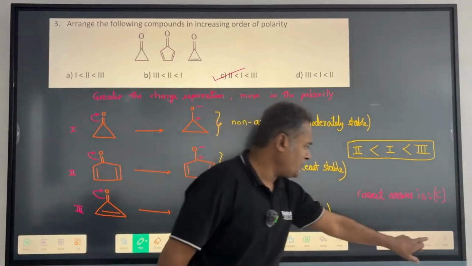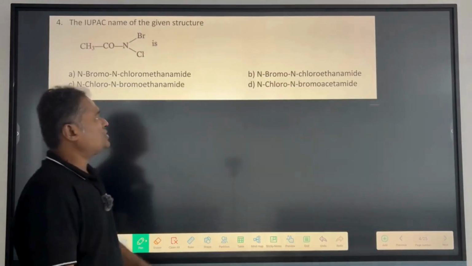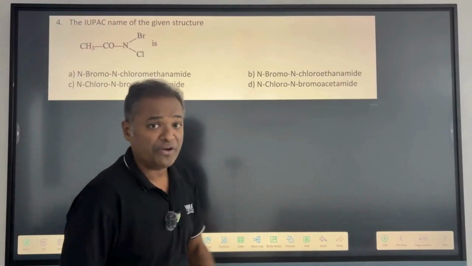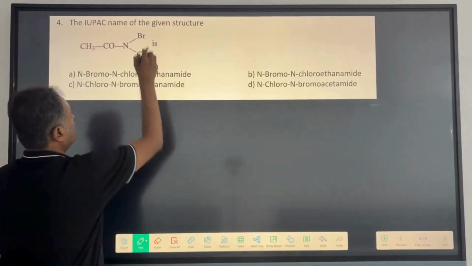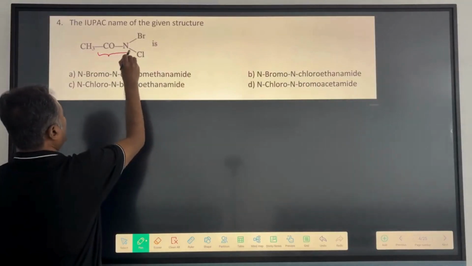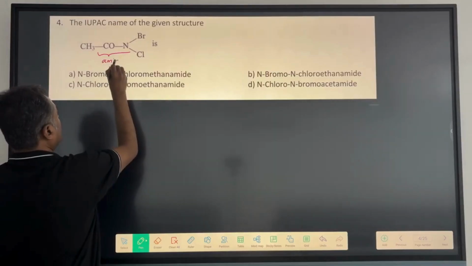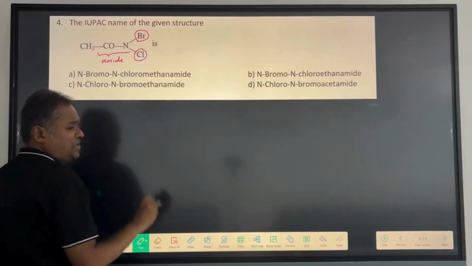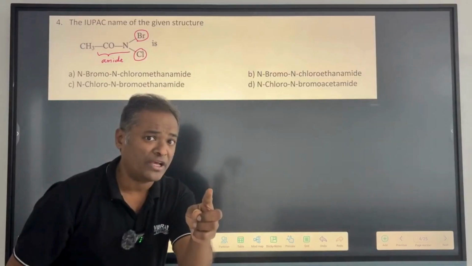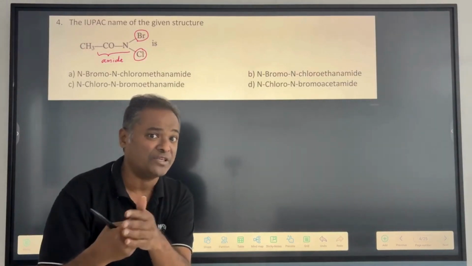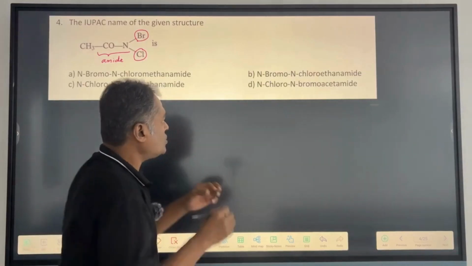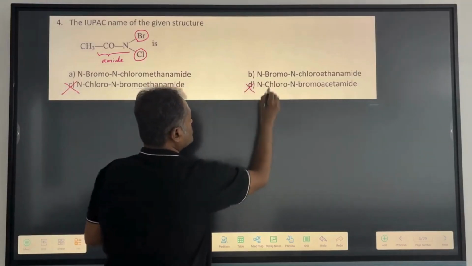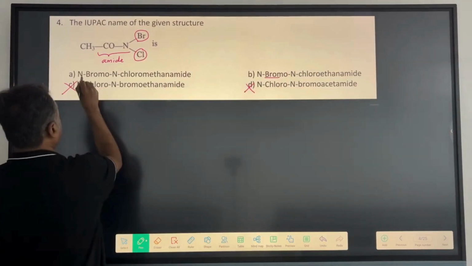Let's proceed with the next question. This question is comparatively very simple. You have to find the IUPAC name of the given compound. First of all, you should be able to identify that this is an amide group, point number 1. Now there are two groups attached, one is bromo and one is chloro. Obviously these are side chains, so alphabetical order has to be used while writing the prefixes. B comes first over C, so immediately you can cut down option C and option D. So your correct option is either this or this.